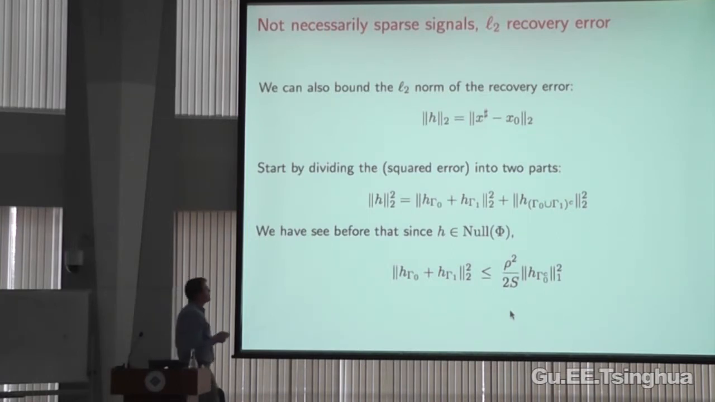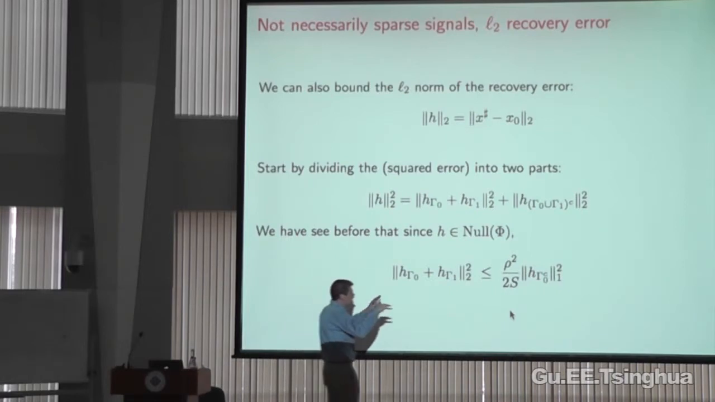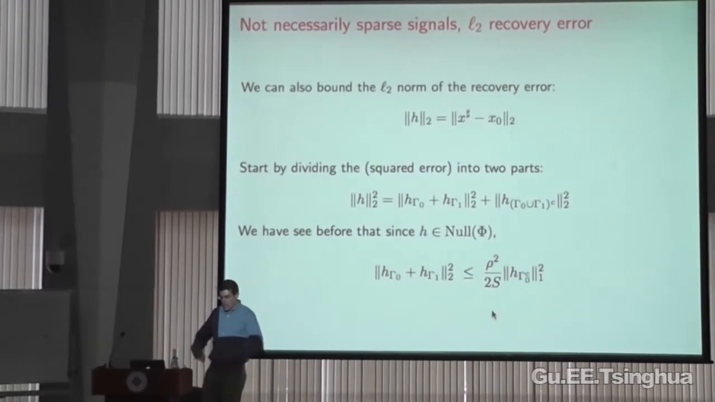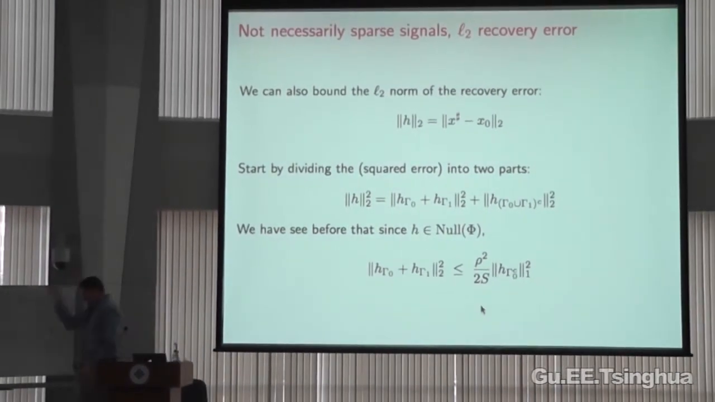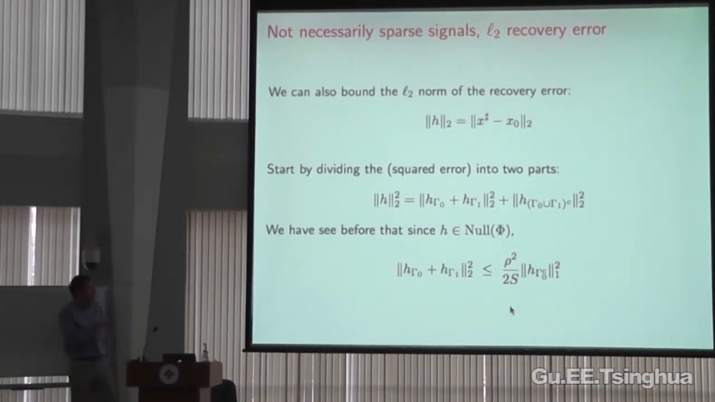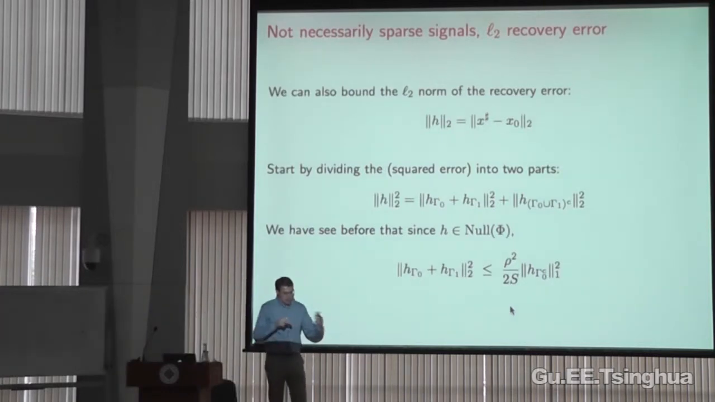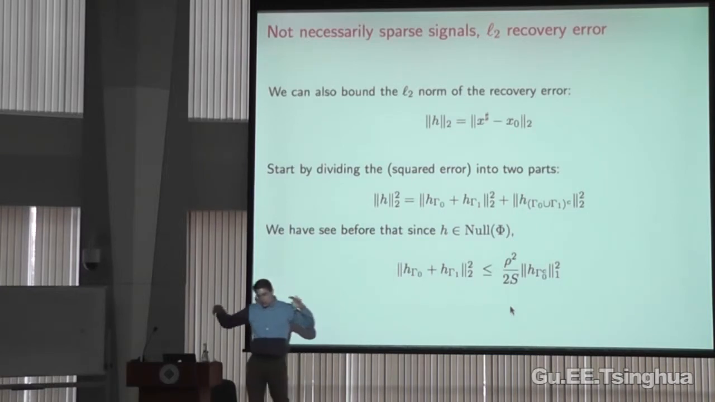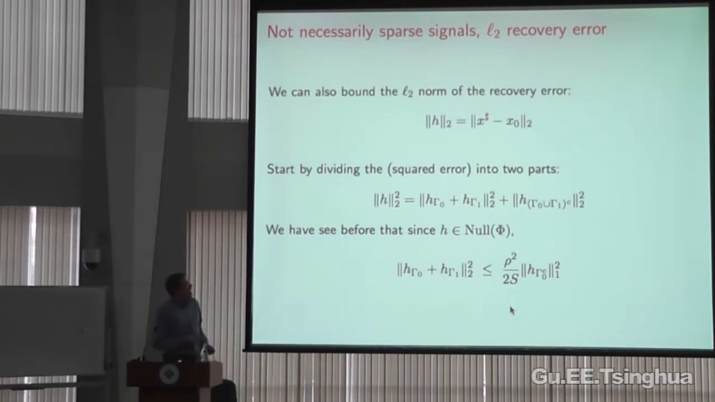And again, I have the same definition of these sets, gamma naught and gamma 1. So now, gamma naught is, for a fixed vector in the null space H, or in particular for this fixed vector, which we know is in the null space, the set of locations of the S largest entries in X naught. Gamma 1 is the set of the 2S largest entries outside of gamma naught in H, etc. Gamma 2, gamma 3, all that.